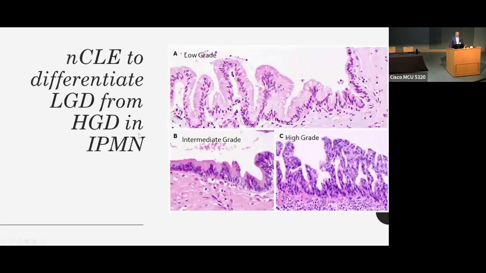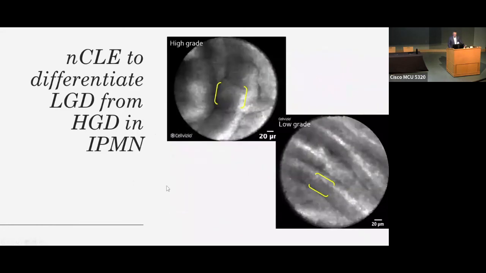So the idea of it is that you can do a virtual biopsy, look at the lesion, and differentiate. As you can see here, this is a normal histology, that's low grade in an IPMN cyst, intermediate grade, and high grade. And what we are seeing here is the DNA content, the cells are replicating and increasing. We can see the same if we do NCLE. So you can see the difference between the high grade and low grade.